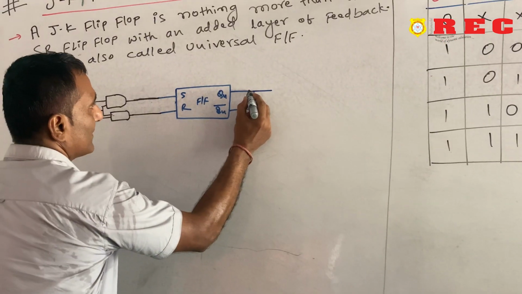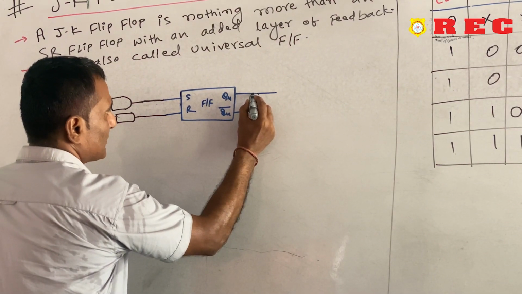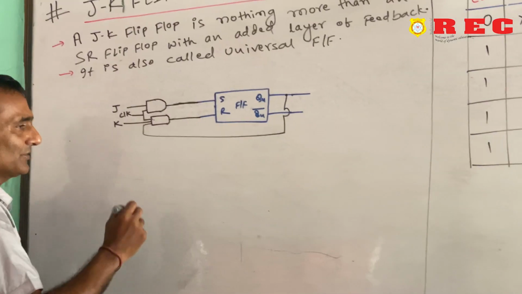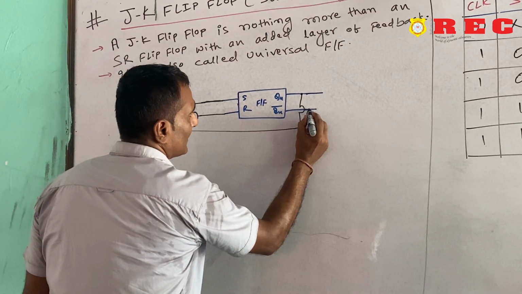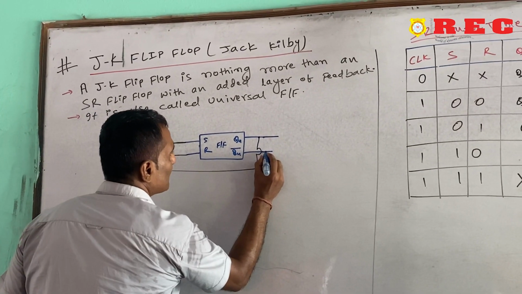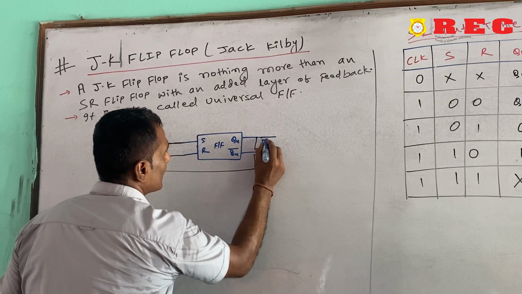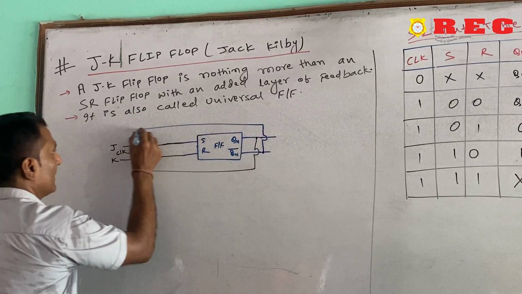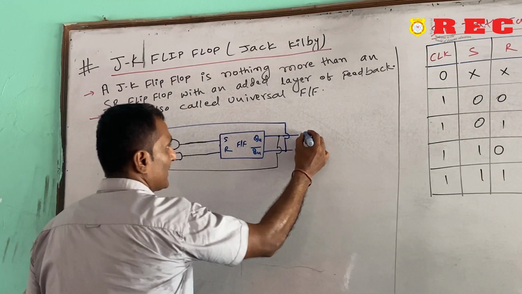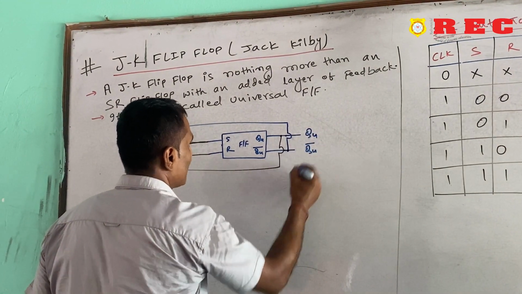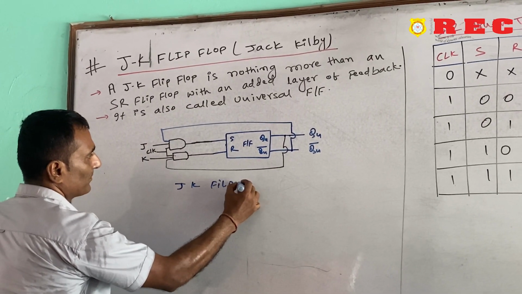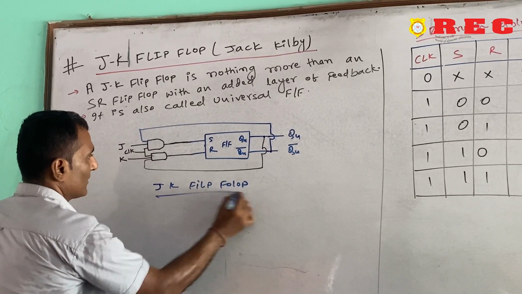The output of Qn is connected as feedback, and similarly the output of Qn complement is connected to the J side. This is the circuit, you can say Qn and Qn complement, and this is the full circuit of the JK flip flop.